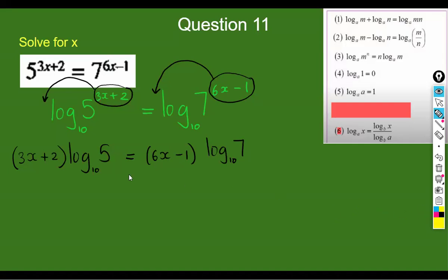So here's what I suggest. Find log 5 on your calculator and round it off to 2 decimal places. Find log 7 on your calculator and round it off to 2 decimal places. At least do that, and then we replace the log 5 and the log 7 with those decimals.